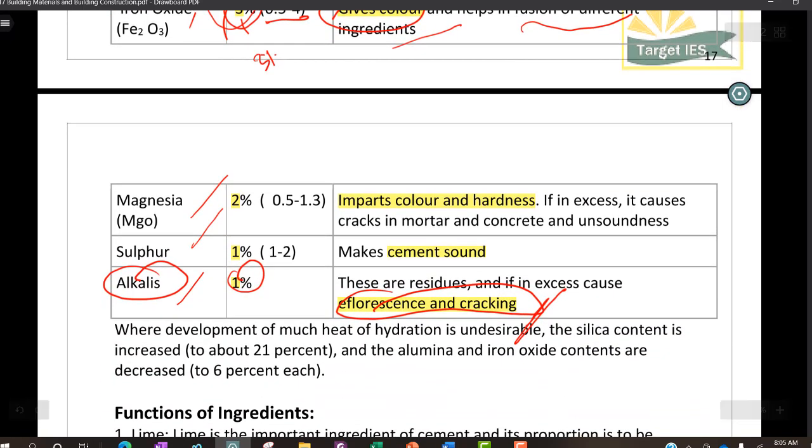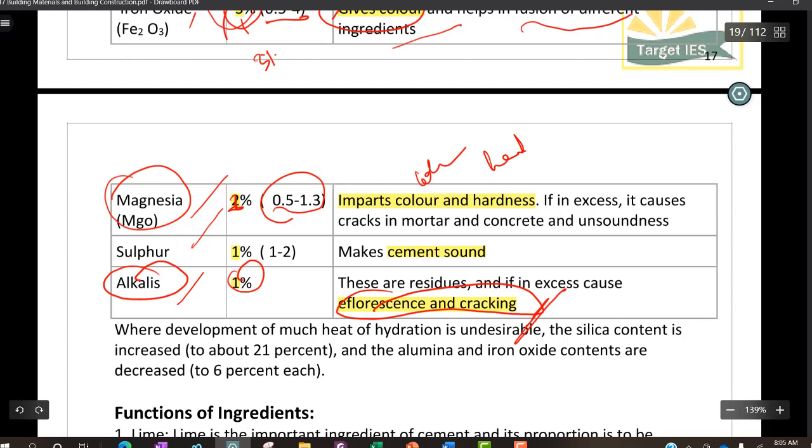And now coming to magnesia, obviously magnesia is also similar to that of iron oxide. 0.5 to 1.3% तक रह सकता है. Okay, so generally maximum it can go up to 2% or you can make it around 1%. So it imparts what? It imparts color and it also gives certain amount of hardness. ज़्यादा नहीं रहना चाहिए. If it is excess, nothing is good in excess. If something is in excess, especially magnesia, you can expect cracks in your mortar and concrete. I hope it is very clear.